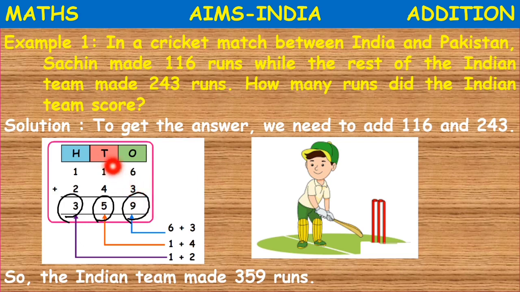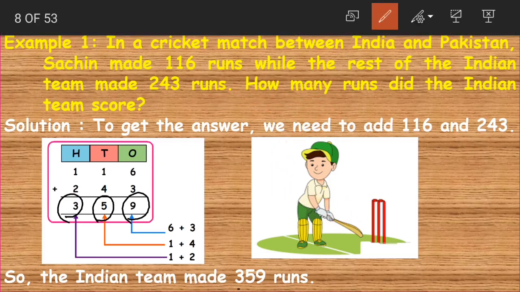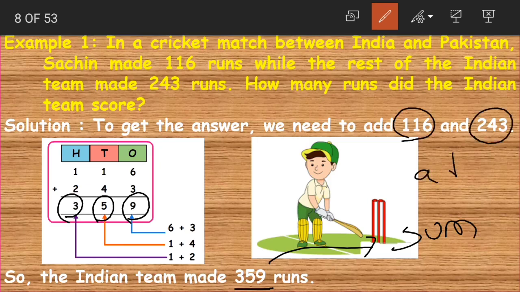How did we find out? We found this by adding 116, which are the runs made by Sachin, and 243, which are the runs made by the rest of the Indian team. Now this 359 becomes the sum, and these two numbers 116 and 243 become what children? Addends, right? They both become addends.